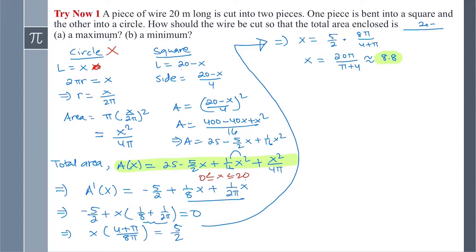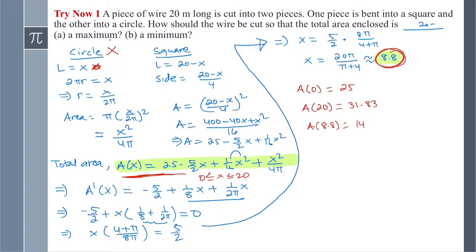But we have to check what gives us the maximum and minimum area, so we still have to check those endpoints. Our endpoints are 0 and 20, so we evaluate the function A at 0. If we plug in 0, we get 25, because the other terms are 0. Also, we take the other endpoint, 20, and plug 20 into this function. I have calculated the value, which is 31.83. And if we plug the critical number into our original area function, we get 14 as the value.